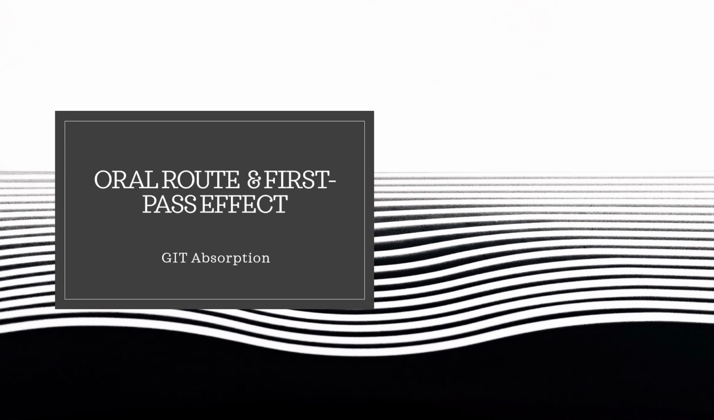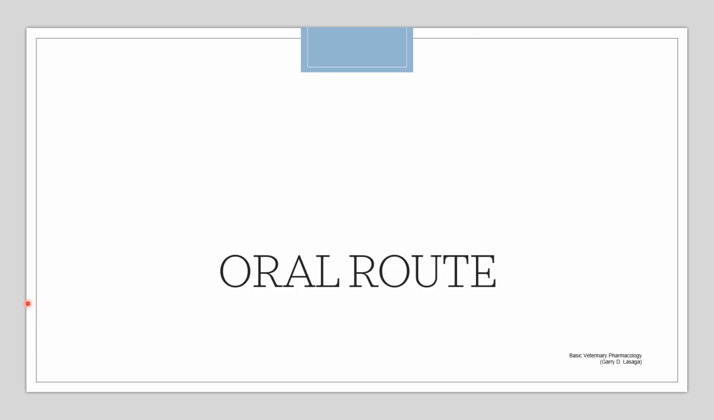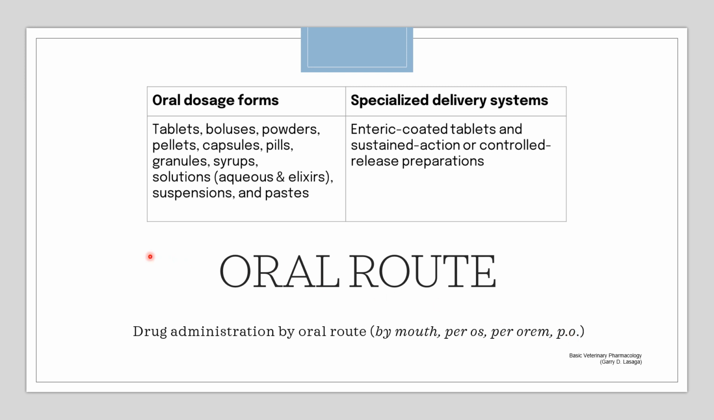So we are now on the oral route of drug administration and the first pass effect. The oral route of drug administration is also known as drug administration by mouth, per os, per orem, or PO. Orally administered drugs can be in the form of oral dosage forms. These include tablets, boluses, powders, pellets, capsules, and pills, among others.